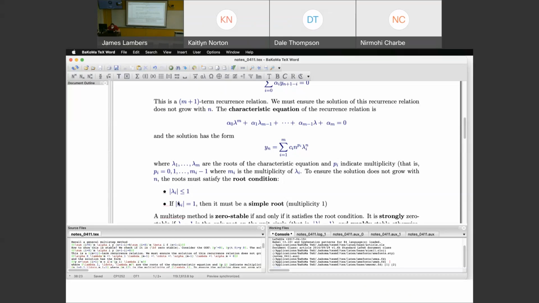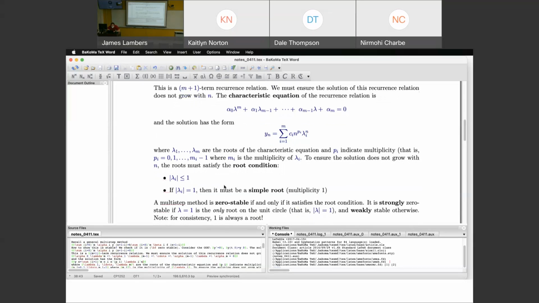So under these circumstances, this solution will not grow as n goes to infinity, which is how you would expect the solution to behave, because the exact solution is constant. We want the computed solution to therefore at least not grow. So as long as the roots satisfy this property, which is called the root condition, we therefore say that the multistep method is 0-stable if and only if it satisfies the root condition.